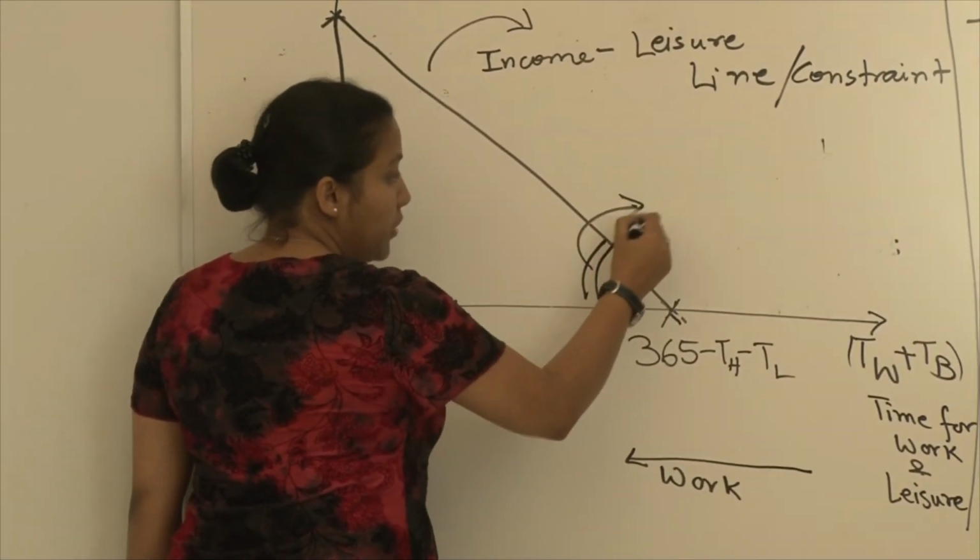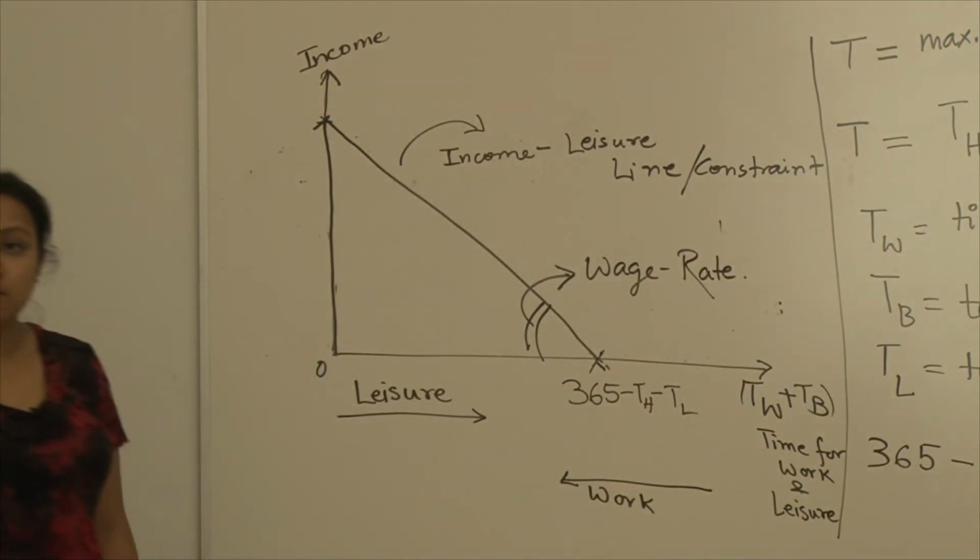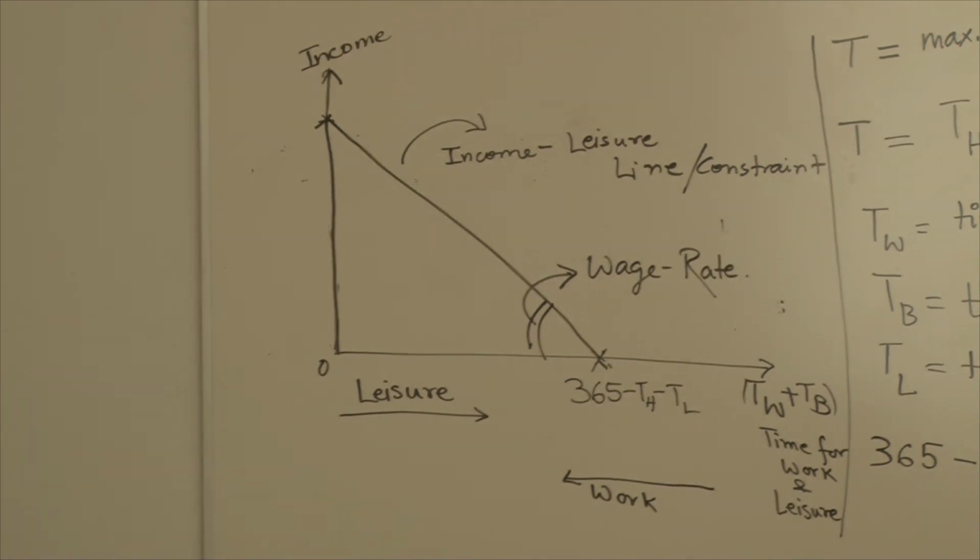So, can I say that the slope of this line is the wage rate? Did everyone follow why it's the wage rate? Okay. What is slope of any line? Change in y, rise over run. So, change in y divided by change in x. That is what it means. Here you have y as your income, and in the x you have the time that you can allot to either work or leisure, correct? TW plus TB. So, here the slope is change in income divided by the change in time that you can put in work or for leisure.